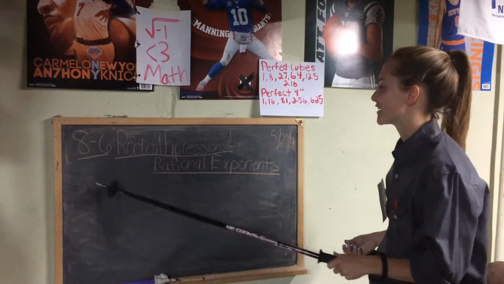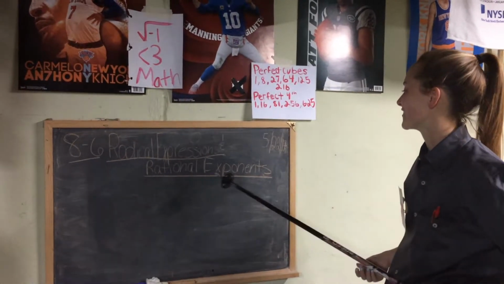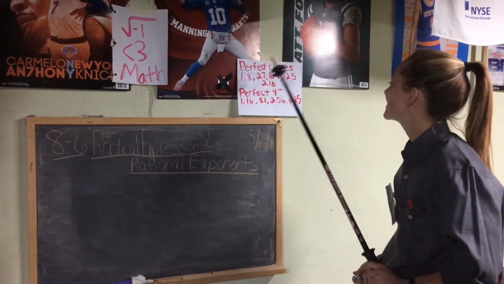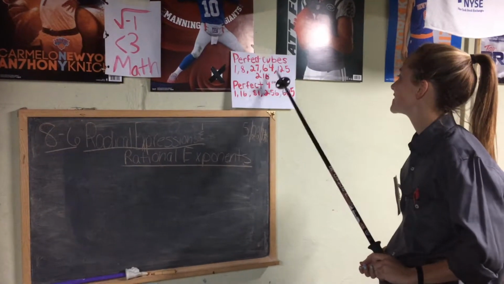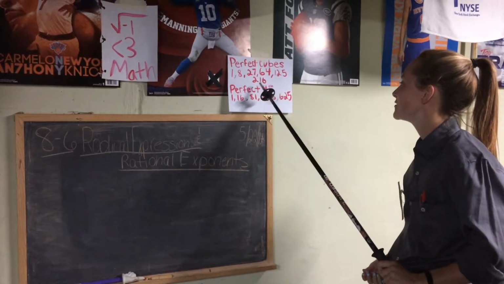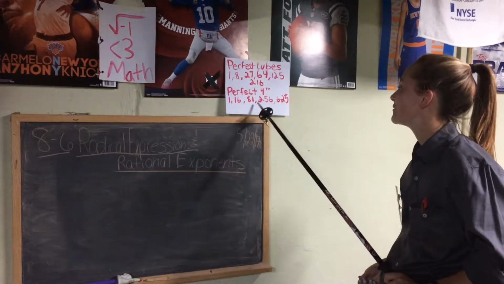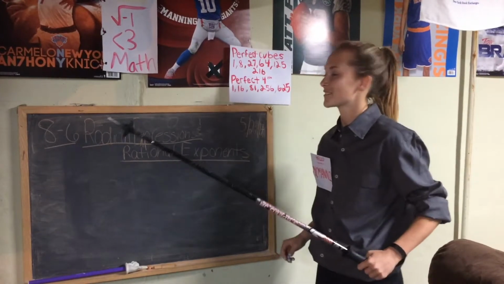Today we're learning 8-6, radical expressions and rational exponents. Remember, key point in this lesson. Perfect cubes are 1, 8, 27, 64, 125, 216. And also, perfect fourths are 1, 16, 81, 256, and 625. Here is the beginning of this 8-6 lesson.